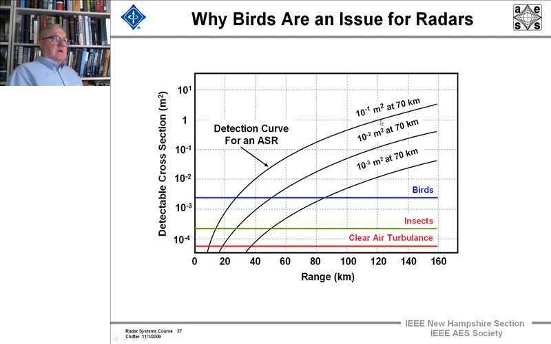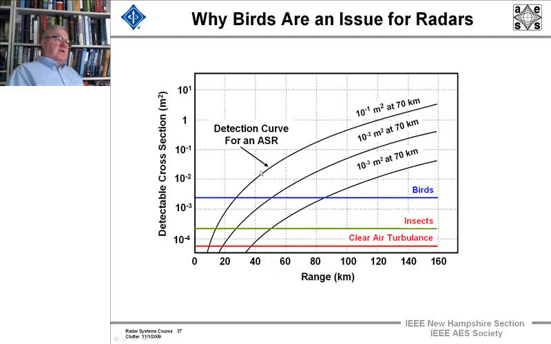And then if I say, okay, if I can have that detection at 60 miles, because of the 1/r⁴ sensitivity of the radar equation, then I ought to be able to detect much smaller targets and at shorter ranges. And for this particular curve, you can detect a 10 to the minus 1 square meter target at 70 kilometers, right here, a 10 to the minus 2 meter squared target at 70 kilometers, or a 10 to the minus 3 target at 70 kilometers.